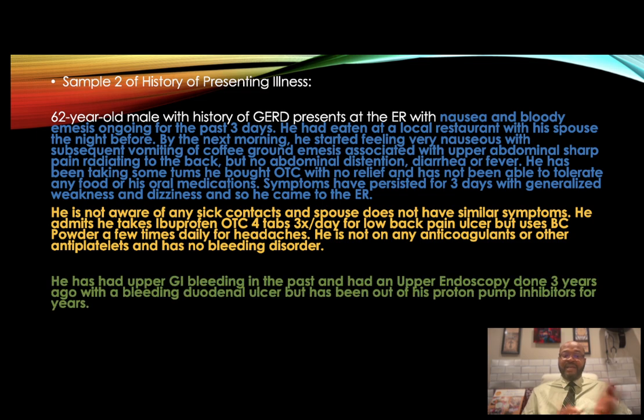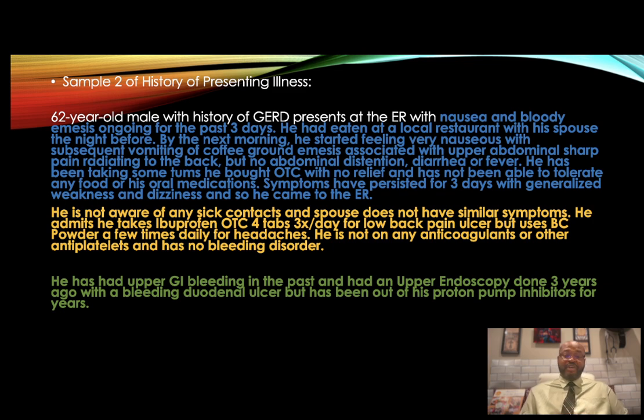So then I give a background in green character. Background: he has had upper GI bleeding in the past and had an upper endoscopy done 3 years ago with a bleeding duodenal ulcer, but has been out of his proton pump inhibitor for years. Okay, that background history is definitely important with what's going on right now. That gives us a clue at what this might be, since this has happened before.